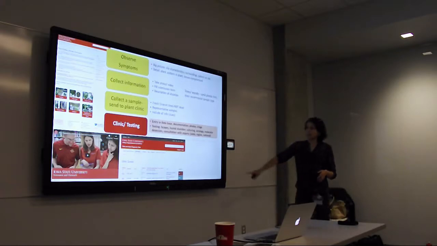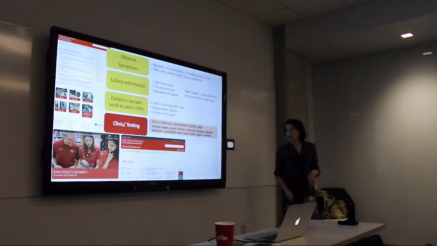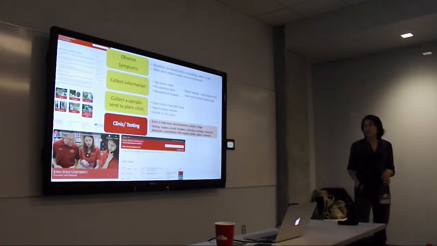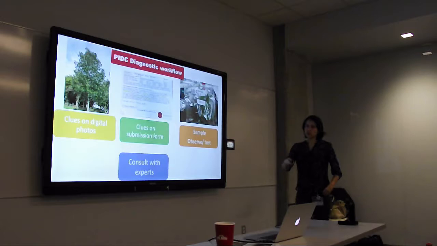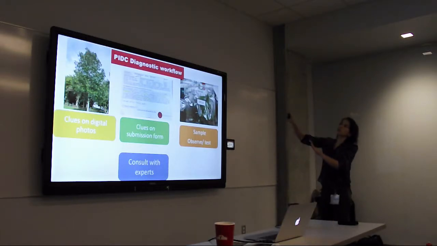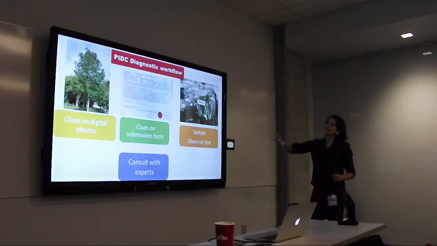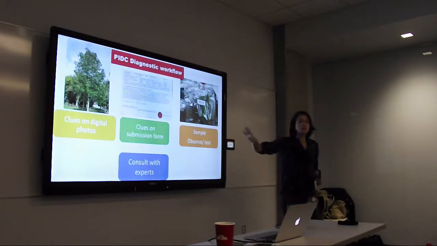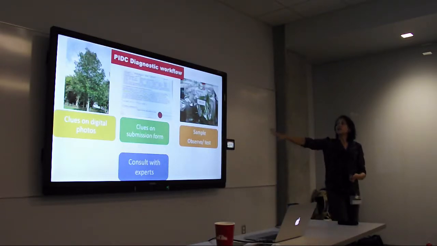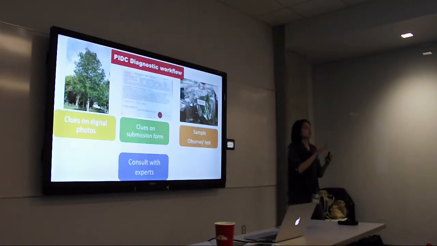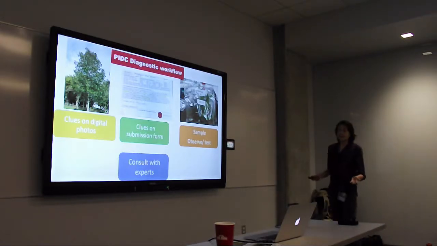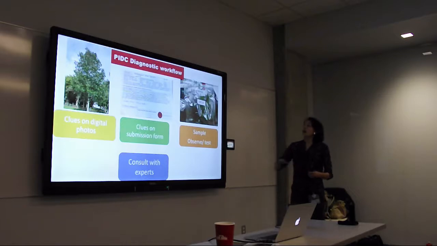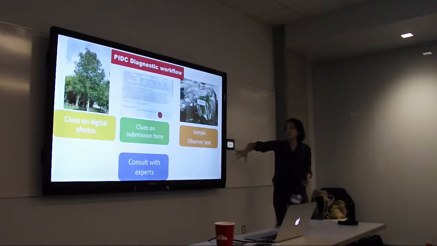So this is just an example of how our clinic queue works, who it is assigned to, and all the information that we go through. This is kind of like a workflow. Ideally, we have digital photos that will help us with a lot of clues. Then clues on the submission form, describing the situation, when it started, how it evolved, treatments that may have been applied already, and a sample that we will then observe and test.